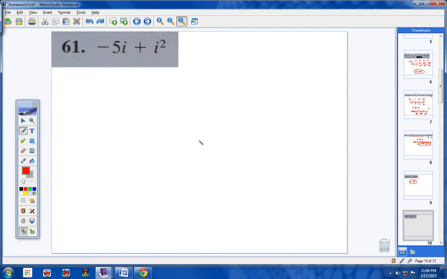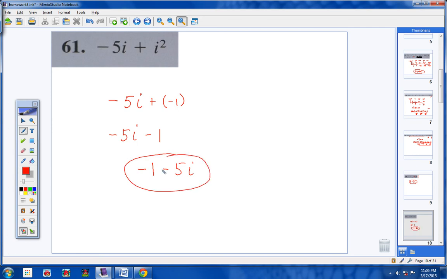Number 61, same thing. Let's write this in standard form. Now, everywhere you see an i squared, you can really put a negative 1. So I have plus negative 1, i squared, negative 1. Now, a positive negative is a negative 1, and then swap places. So we have it in a plus bi form. Negative 1 first, and then minus 5i. And there, that's written in standard form. So those are pretty simple, okay? Alright, moving on.